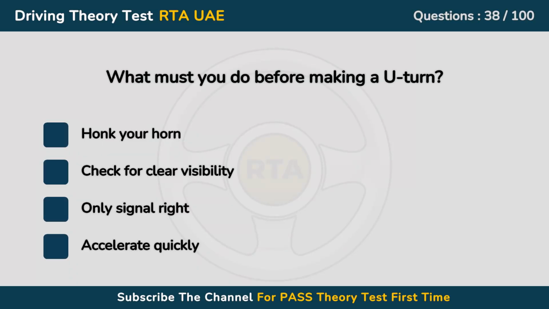A. Honk your horn. B. Check for clear visibility. C. Only signal right. D. Accelerate quickly.